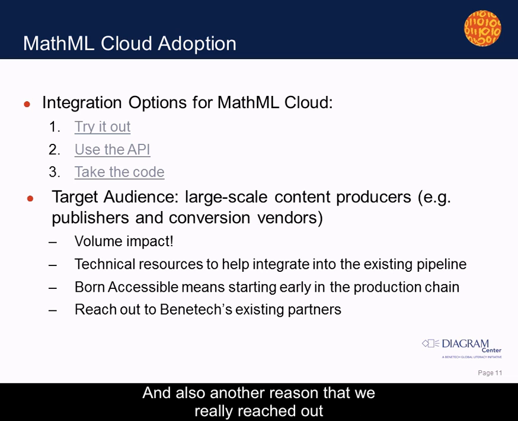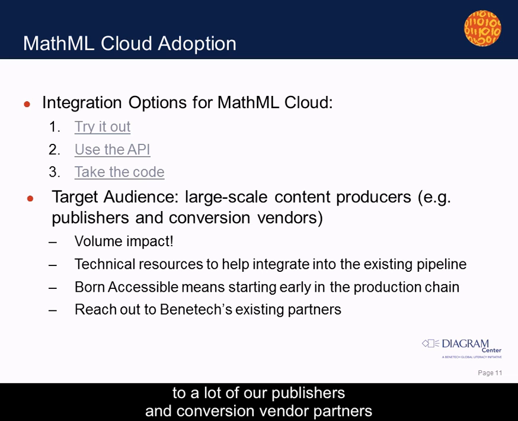Another reason that we really reached out to a lot of our publishers and conversion vendor partners was because we believe in born accessible. We want things to be adopted in an accessible format as early as possible in the production process. So we went to the source. Basically, we approached lots of various partners, and they kept pushing us up the pipeline, and ultimately we ended up in the laps of the publishers and a lot of the conversion vendor houses.